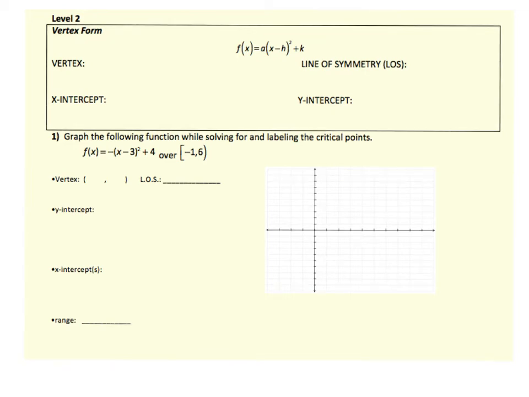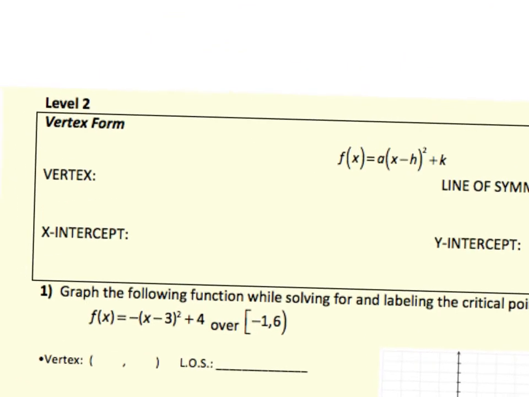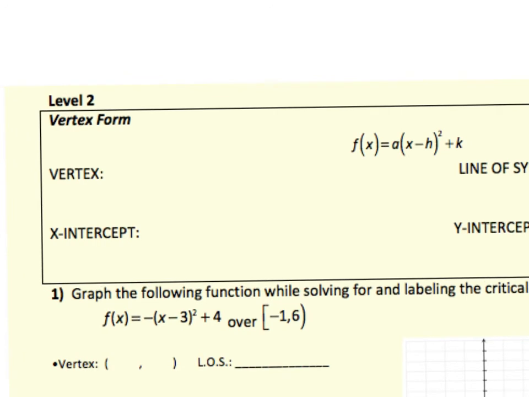Okay, so here is one type of quadratic that we'll take a look at this week. It's called vertex form. The reason why it's called vertex form is because it's really easy to identify what the vertex is. So if we're looking at this equation, f of x equals a times (x minus h) squared plus k, the vertex is going to be (h, k).